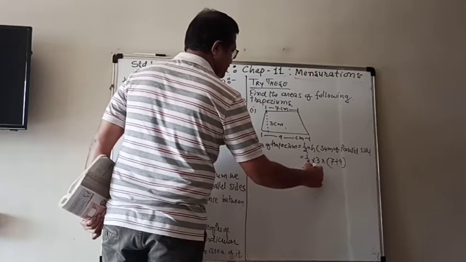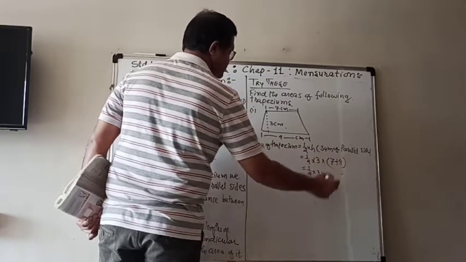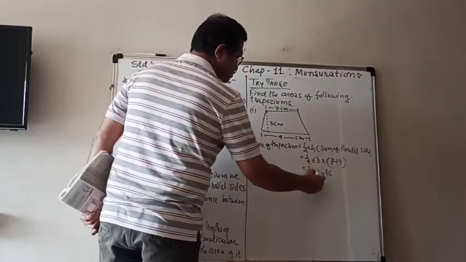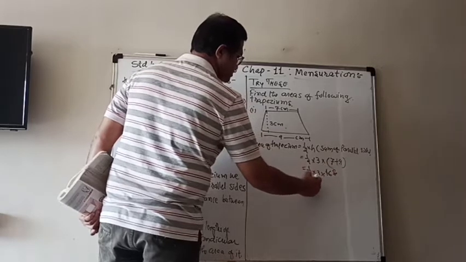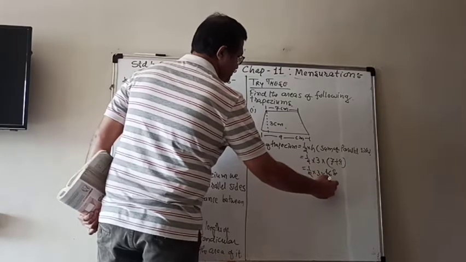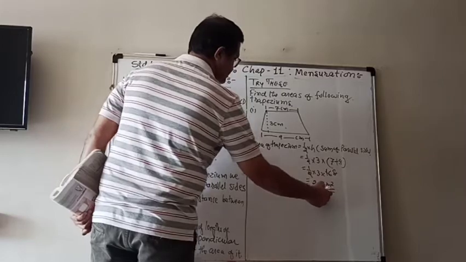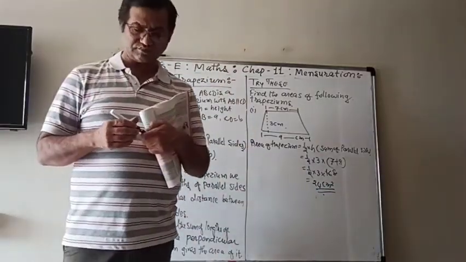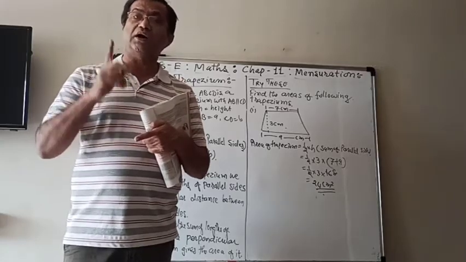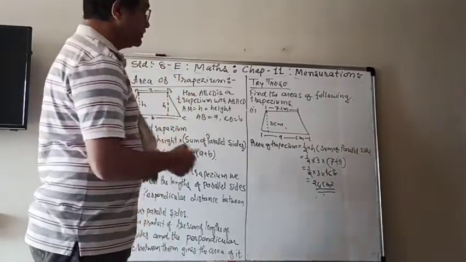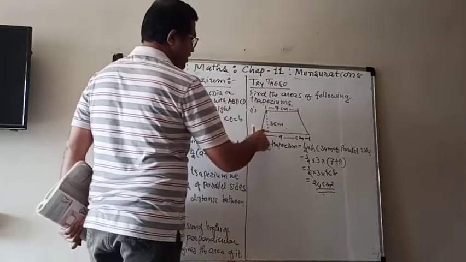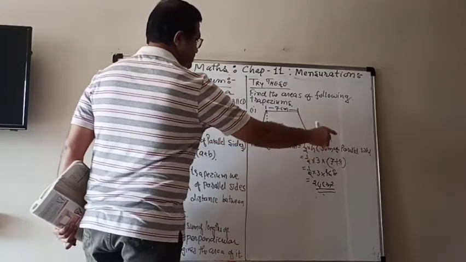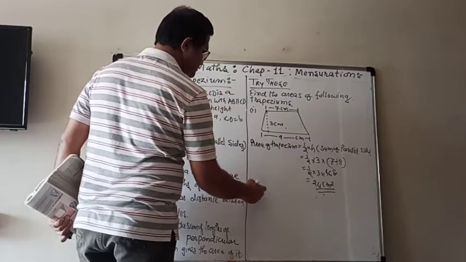That is half into 3 into 9 plus 7, 16. 2 8s are, so 8 3s are 24 centimeters square. So the calculations are very simple. Just you should know the formula, that area of trapezium is equal to half into height into bracket sum of parallel sides.